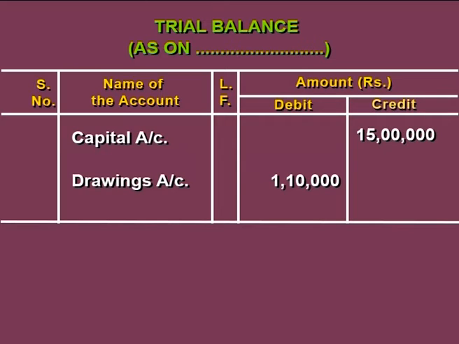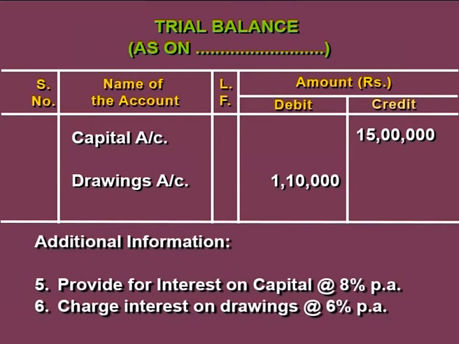After the trial balance, there are two pieces of additional information: provide for interest on capital at the rate of 8% per annum and provide for interest on drawings at the rate of 6% per annum. You can see these have been numbered as adjustments 5 and 6, because during the previous lecture we have understood 4 adjustments. The 5th was interest on capital and the 6th is interest on drawings.